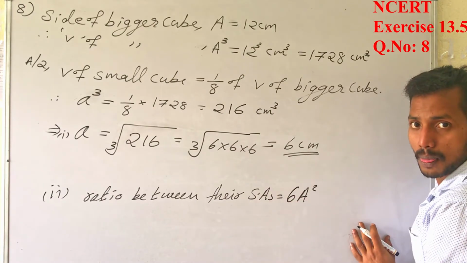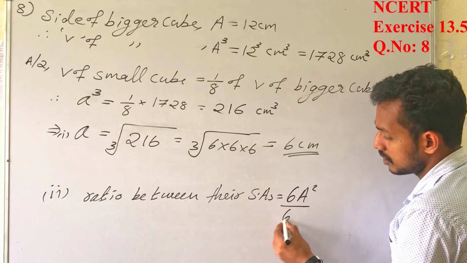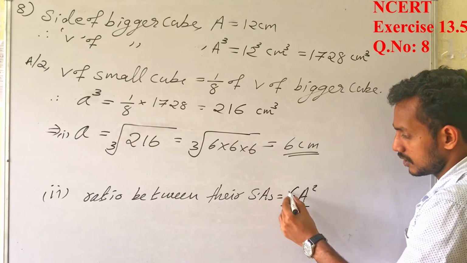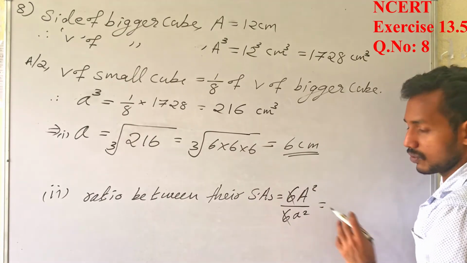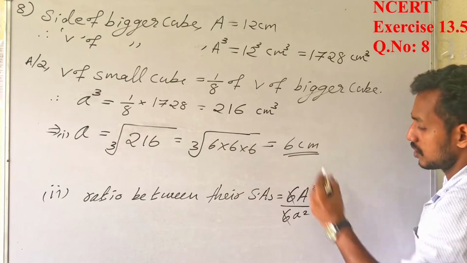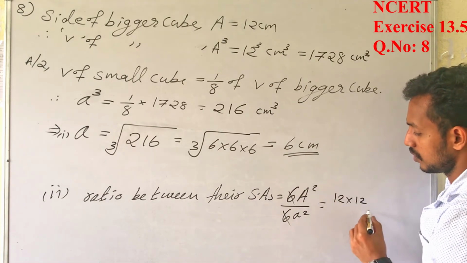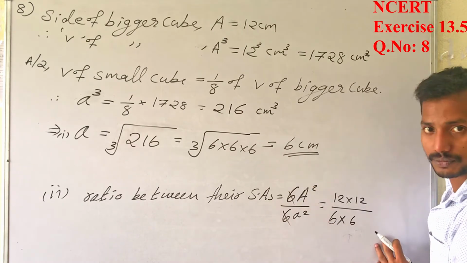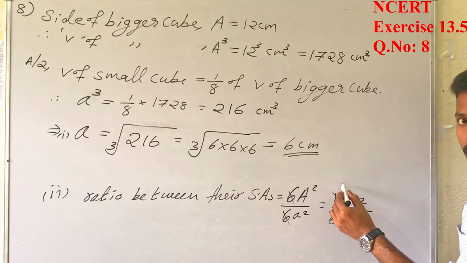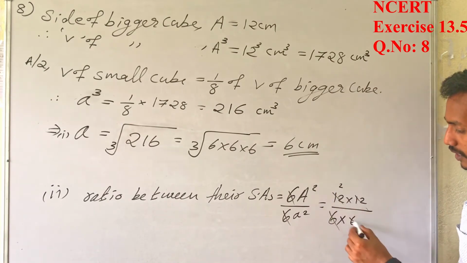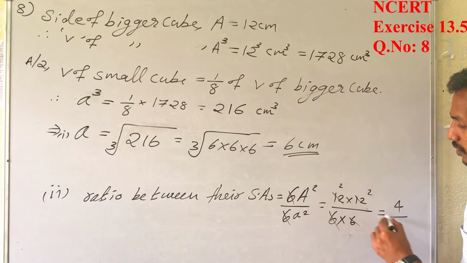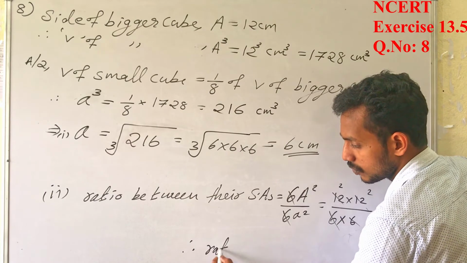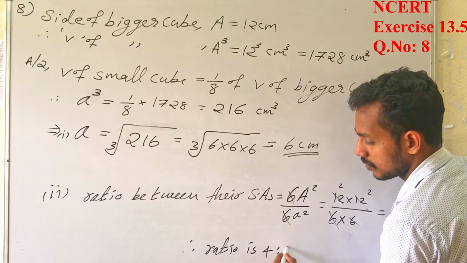square, divided by the surface area of the smaller cube, which will be 6 small a square. 6 is cancelled, which is equal to, what is the capital A? That is 12. 12 square will be 12 into 12, and smaller a square will be 6 into 6. Here 2 cancel, which is equal to 4. 2 into 2 is 4 divided by 1. Therefore the ratio is 4:1.